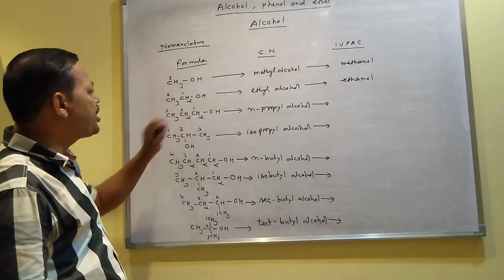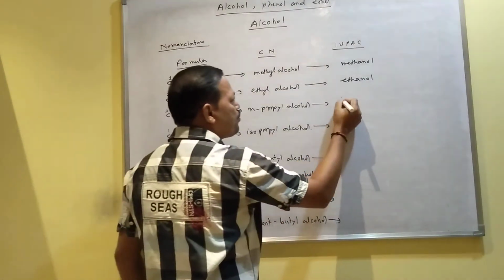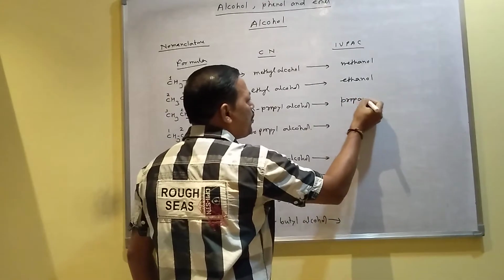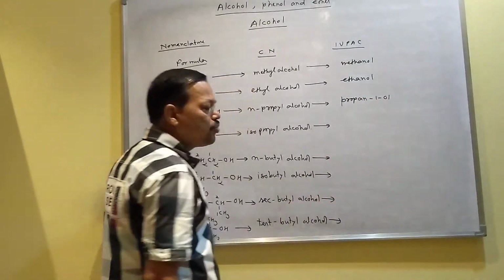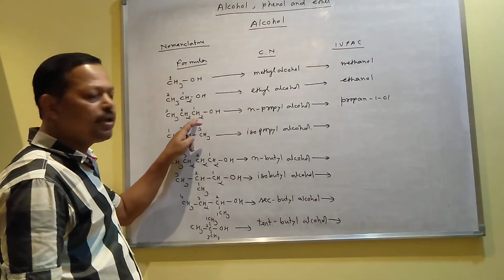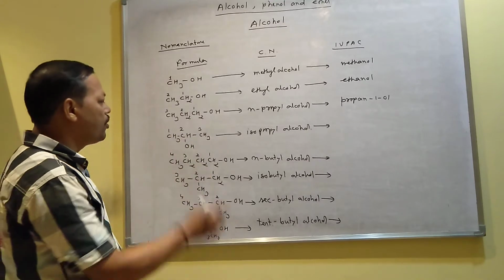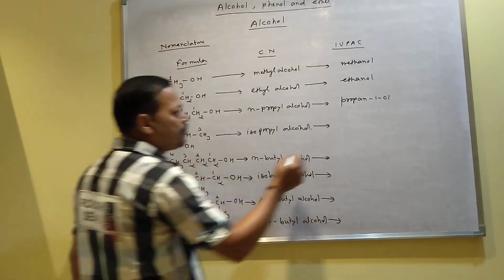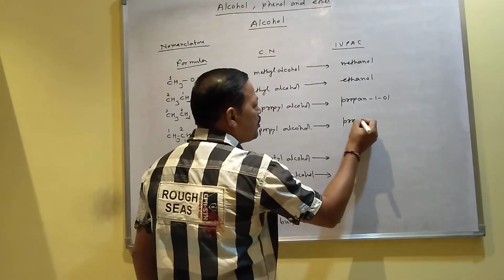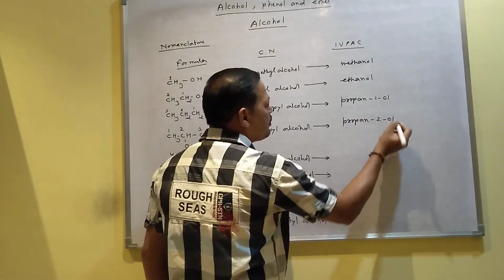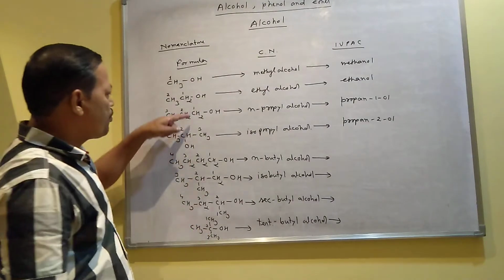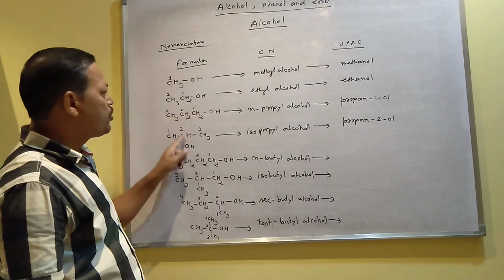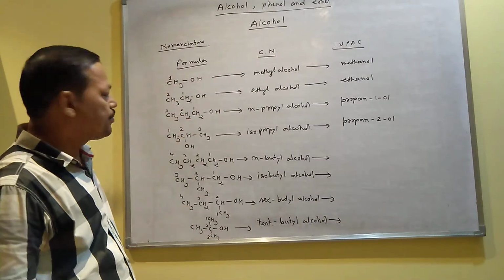Here it contains 3 carbons, that's why you can write propanol, or you can write propane-1-ol. Why write 1? Because the OH group is present on number 1 carbon, that's why propane-1-ol. Here also 3 carbons, propane, and OH is present on the second carbon, that's why it is propane-2-ol. In the case of the propyl group, there are 2 positions, 1 and 2, that's why you have to mention the position.